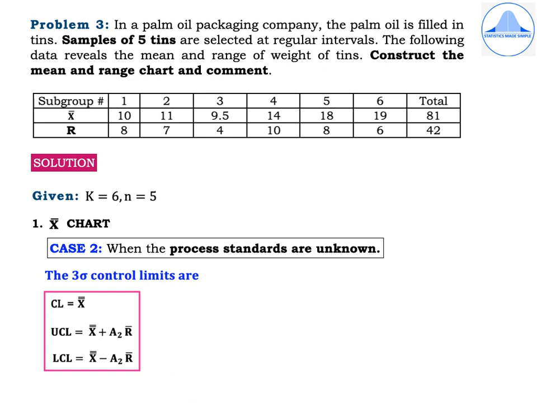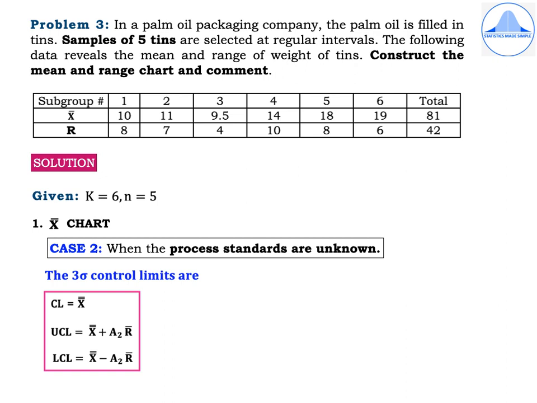So we have the subgroup number from 1 to 6. Then the X bar values are 10, 11, 9.5, 14, 18, 19. And the range, that is R values, are 8, 7, 4, 10, 8, 6. The totals of the means and the ranges are also given respectively as 81 and 42.